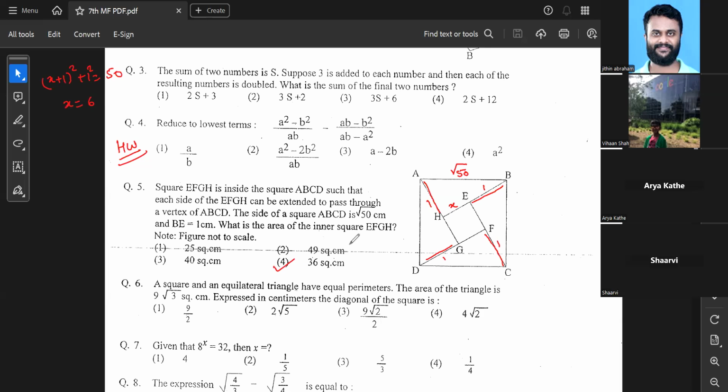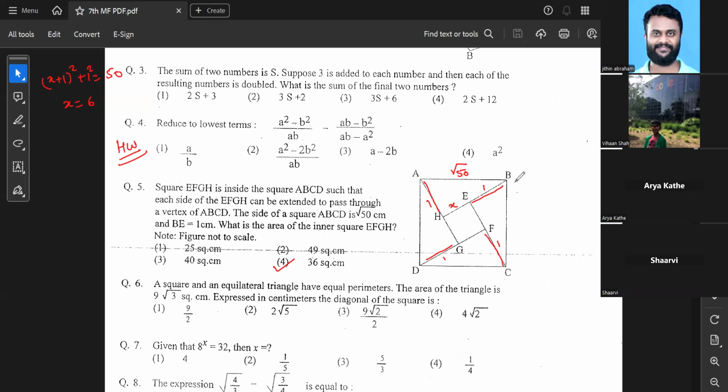Sir, can you explain that again? I'll definitely explain it again, not a problem. In the data, they have said that the outer side is root 50 and this section is 1. If this is 1, ऐसे similar जितने भी segments हैं, what is the segment? It's basically the extension of the inner square side, the extension of all four sides. If this side का extension is 1, this side का extension भी 1 हो जाएगा, इस side का extension भी 1 हो जाएगा, and इस side का extension भी 1 हो जाएगा.